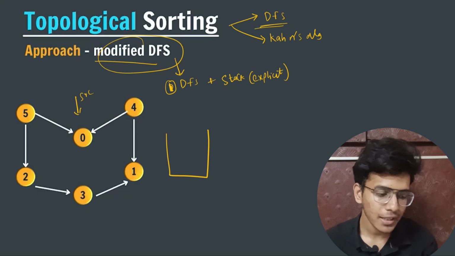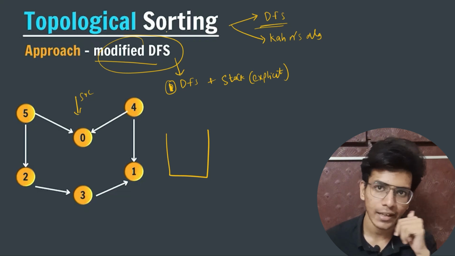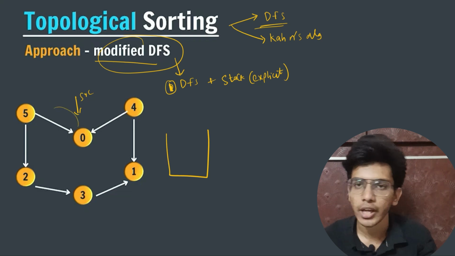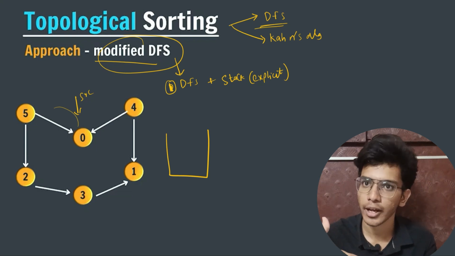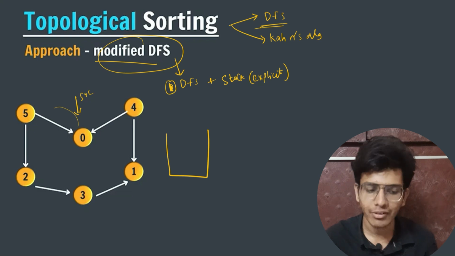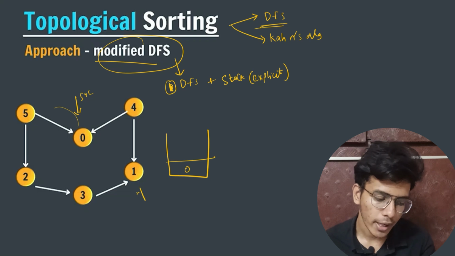Okay, so I am at node 0. Now I will check from 0 where I can go. I cannot go to 4 because the direction is in this way. I cannot go to 5 because the direction is in this way. So from 0 I cannot go anywhere. So I will add 0 into my stack. After that I will go to 1.